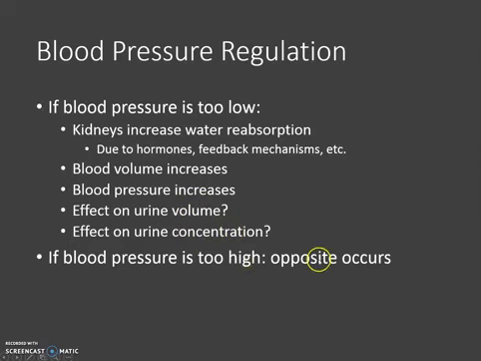And if your blood pressure is too high, your kidneys can do the opposite. So it can decrease water reabsorption so that you pee more of it out. That decreases your blood volume, which decreases your blood pressure. That would increase your urine volume and decrease the concentration of the urine.